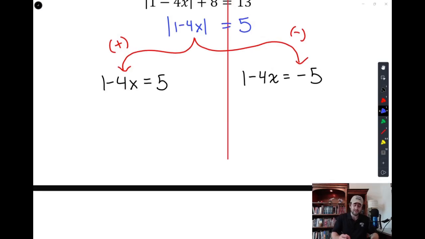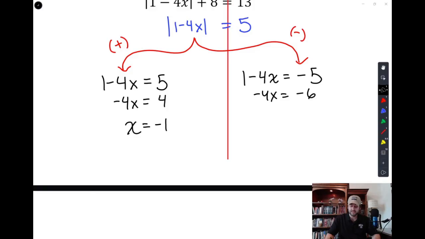You just go and solve each side. So negative 4x equals, if we subtract 1 from both sides, we get 4. And so x equals negative 1 is one of our solutions. And then over here, we get negative 4x. If we subtract 1 to both sides again, we get negative 6. And so we get x equals negative 6 over negative 4, which if we reduce as a fraction is just 3 over 2. And so our solution set is negative 1 and 3 over 2.